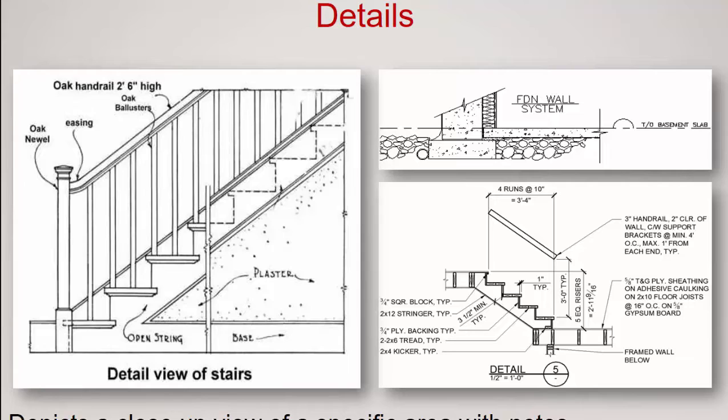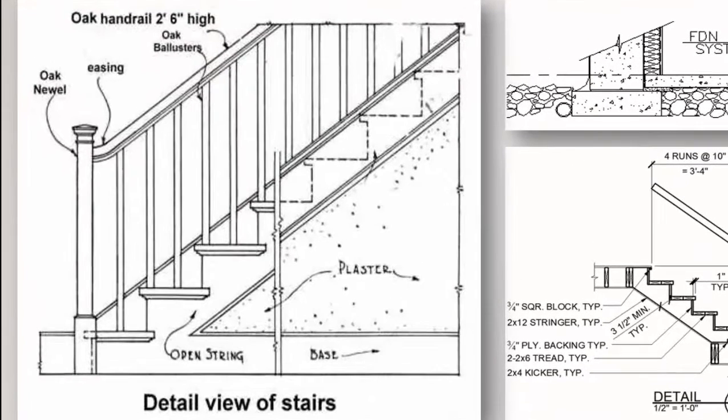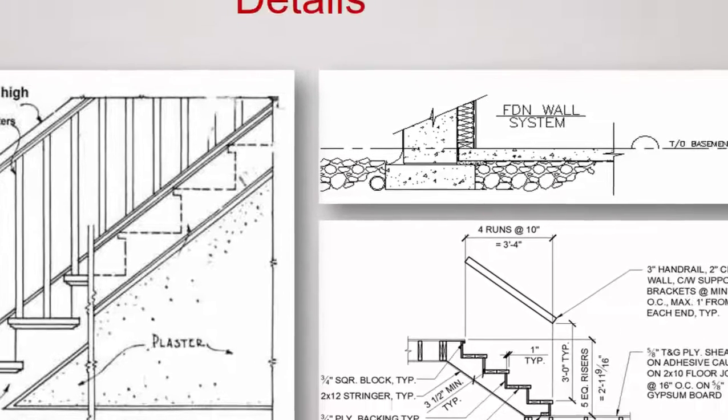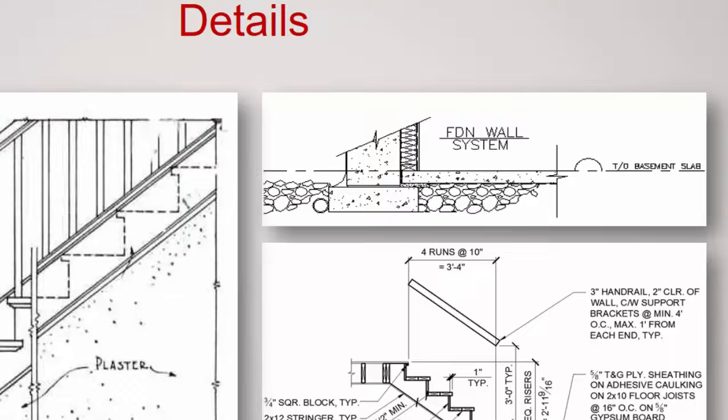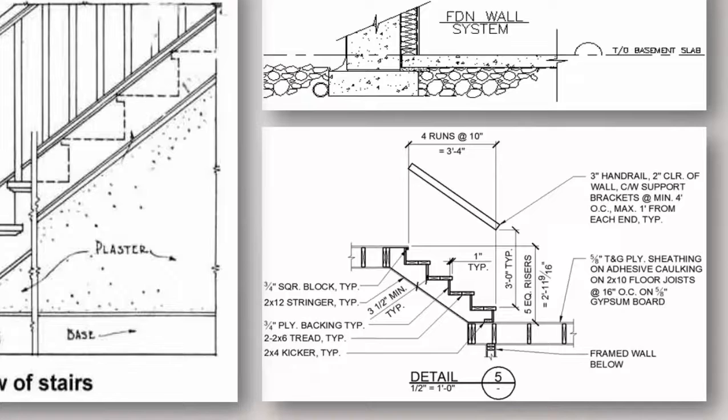Furthermore, we see detail plans such as staircases. The picture on the left shows material used for a set of stairs. The pictures on the right show detail for the foundation wall system. It shows a drainage tile and the rock that covers up that tile. The bottom right shows another set of stairs, in this case showing the height and depth of each step.